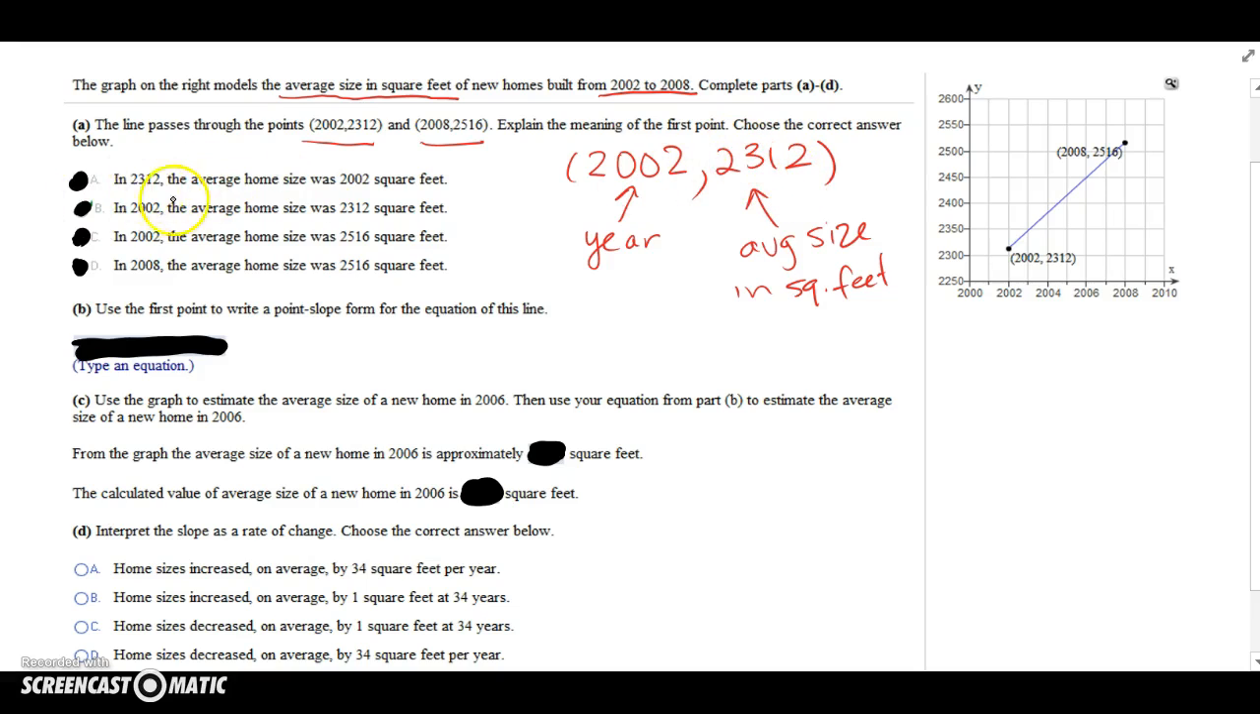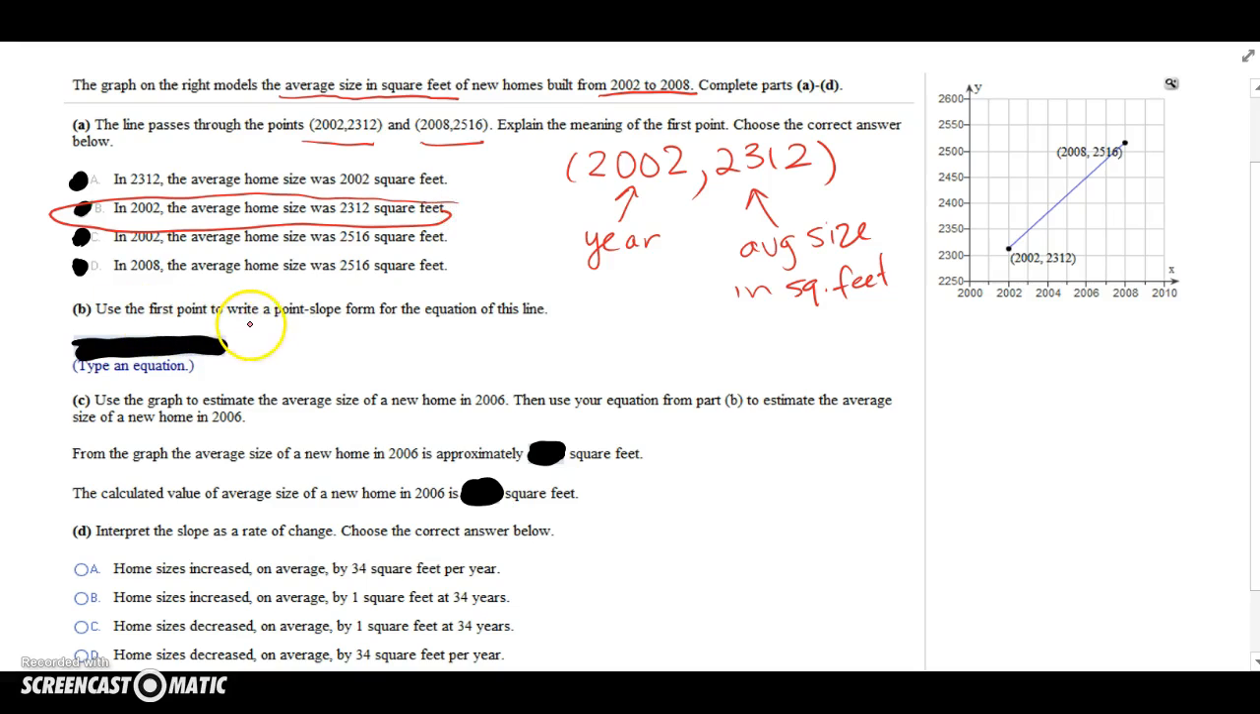We look through these, and it looks like part B is the one that fits. In 2002, the average home size was 2312 square feet. None of the other ones really make sense, because part A might be another misleading one that has the same numbers used, but that one is saying the size is 2002, but we know 2002 is the year because it's the x-coordinate. X-coordinate is the year, and y-coordinate is the average size. So the answer is going to be B.